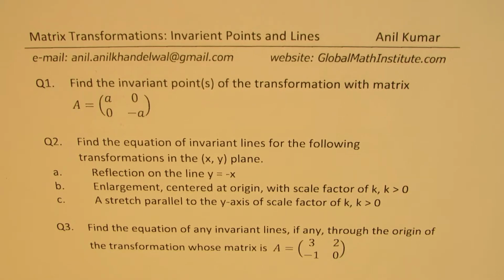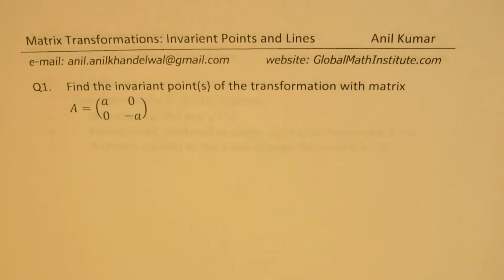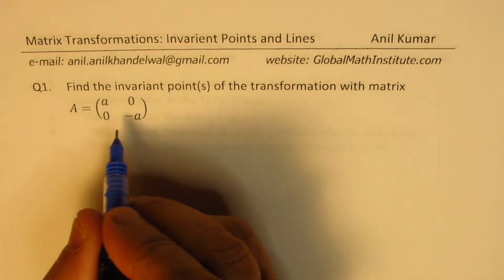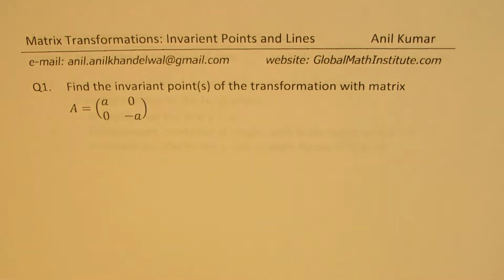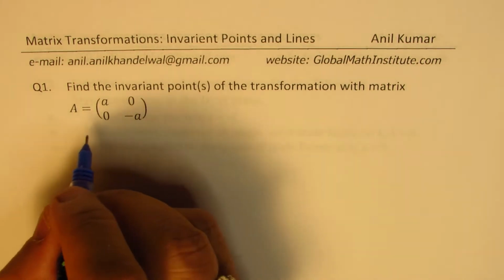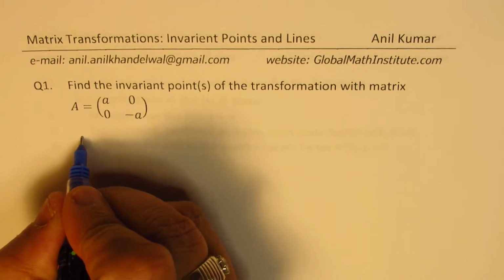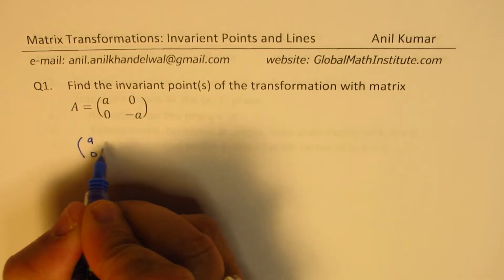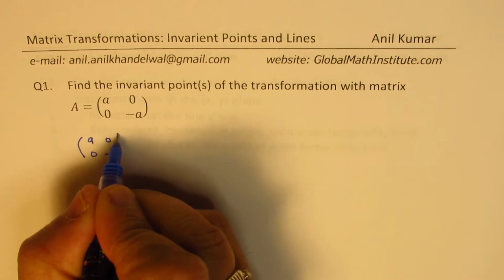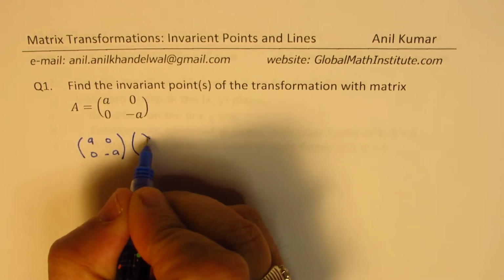Now let's solve them one by one. The first question, where we want to find the invariant points of the transformation over the given matrix. So let's write down the matrix and we'll consider the point xy. To find the invariant point, we'll write the matrix which is A, 0, 0, minus A, and we'll take a general point xy.